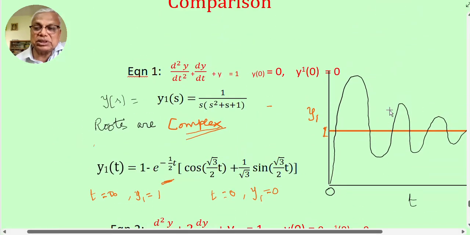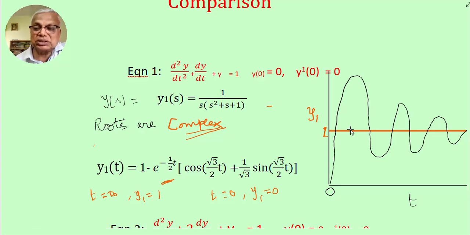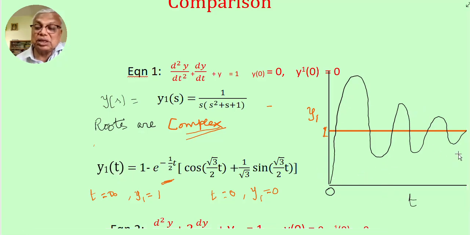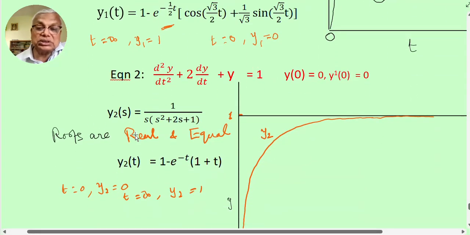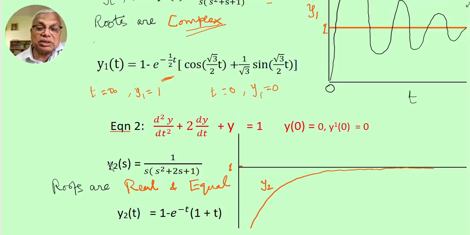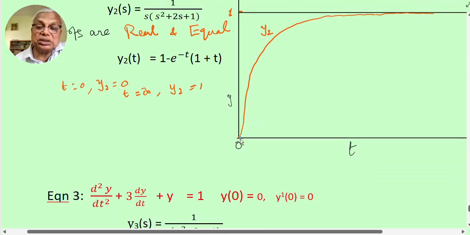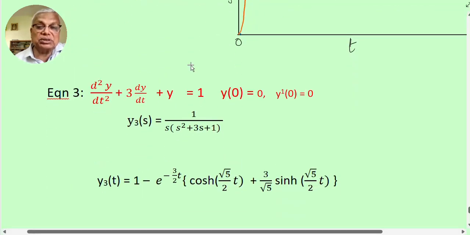See the contrast between this and the previous one, where the roots are complex. The behavior of the solution y1(t) is a continuously oscillating function, with the amplitude continuously decaying, finally reaching the constant value 1. But here there are no oscillations. The roots are real and equal. Still they lie on the left half of the complex plane. There is no sine or cos term, no oscillation, and only a gradual rise from 0 to 1, like this.